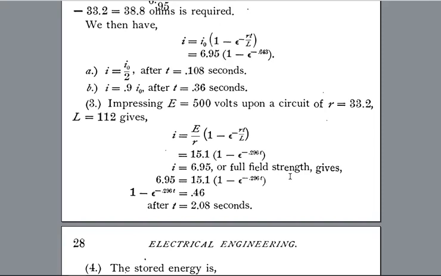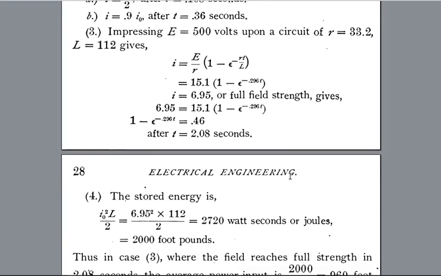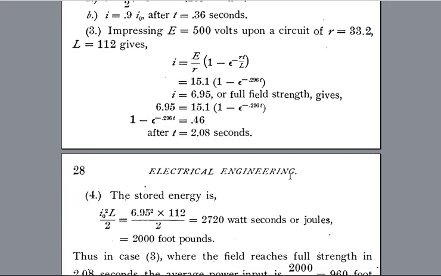For full field strength, 6.95 equals 13.1 times (1 minus e to the power negative 0.34t). Then 1 minus e to the power negative 0.34t equals 0.53. Thus, e to the power negative 0.34t equals 0.46. So negative 0.34t equals log 0.46 equals negative 0.77. T equals 0.77 over 0.34 equals 2.08 seconds.